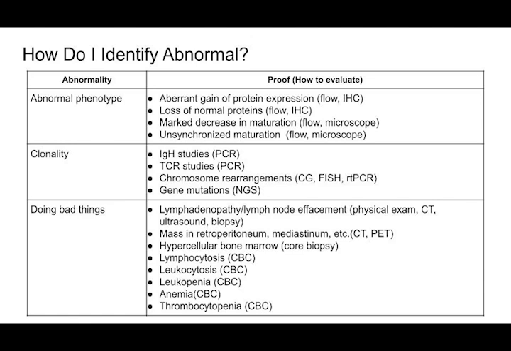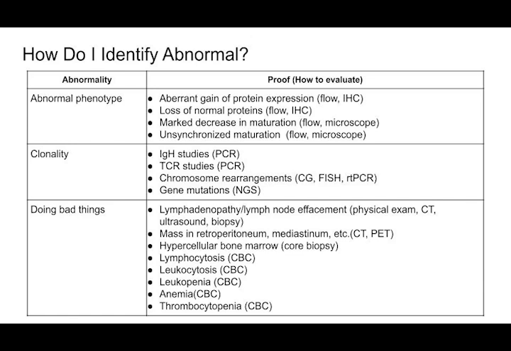The other main branch is clonality. So if the same thing is cloned too many times, that's another marker of abnormality within the hemepath world. And there are different ways of studying that. You can look at immunoglobulin heavy chain studies by PCR. You can look at T cells, PCR. Other ways are looking at the way that the chromosomes are rearranged, so with cytogenetics or FISH, or looking at particular gene mutations, so specific A to G mutations or whatever in the DNA through next generation sequencing.